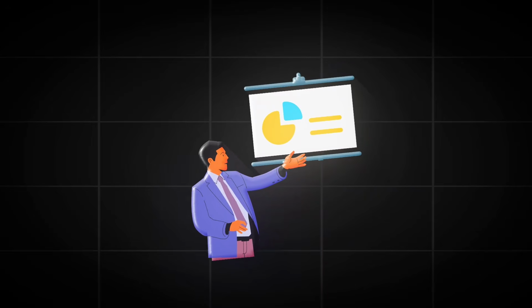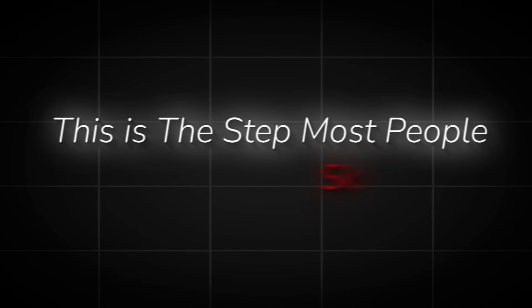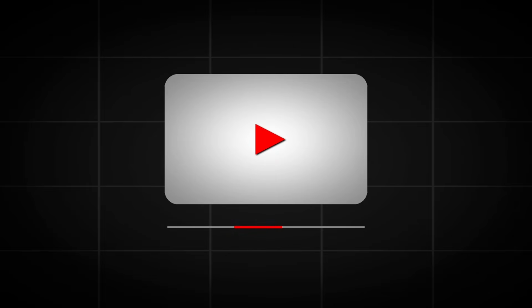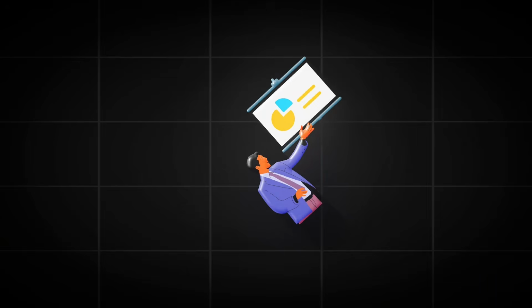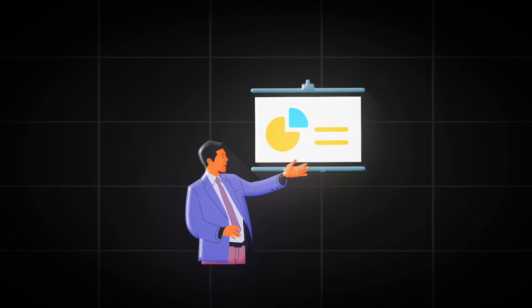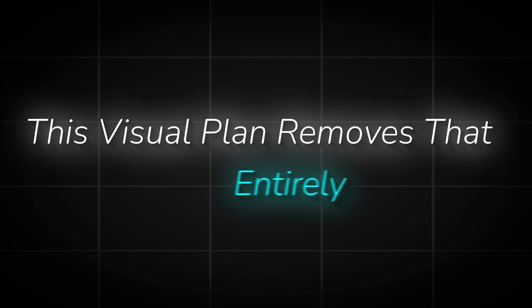Now we build the visual plan. This is the step most people skip, and it's why their videos look random. Without a visual plan, you sit down to edit with a pile of footage and no map. Every scene decision eats time. The visual plan removes that entirely.